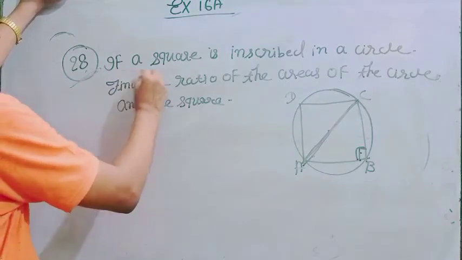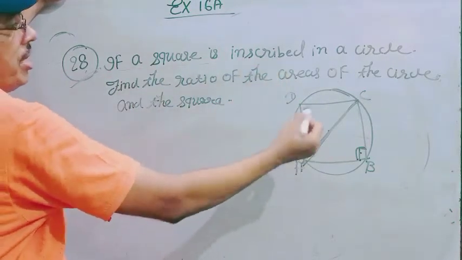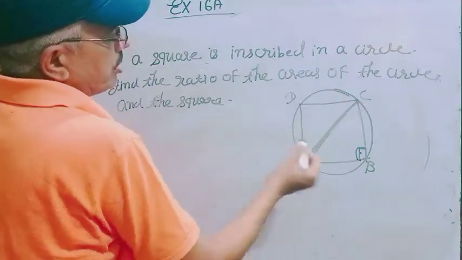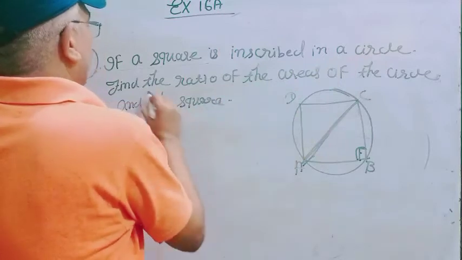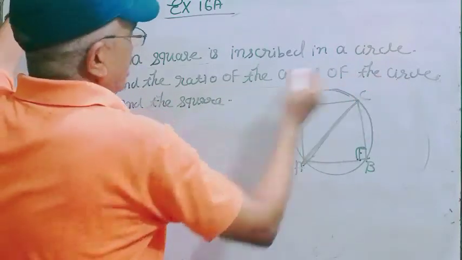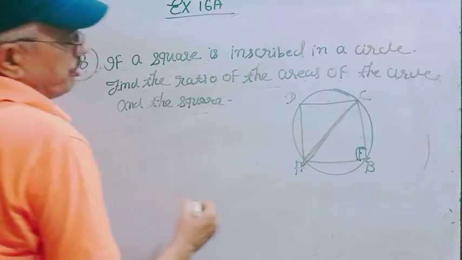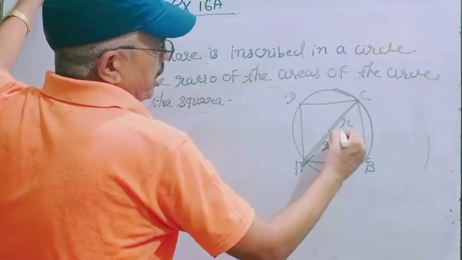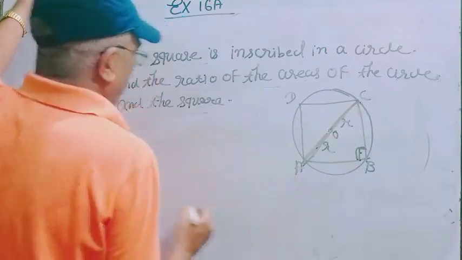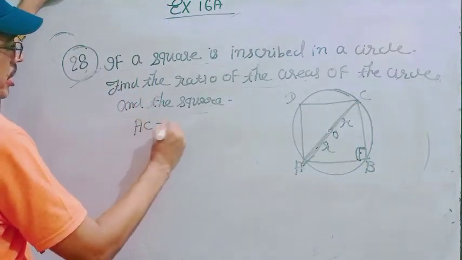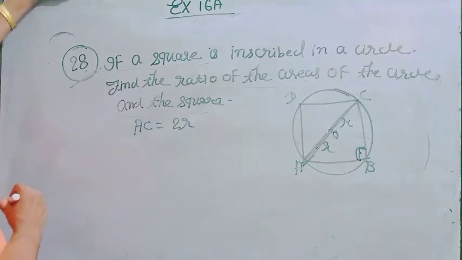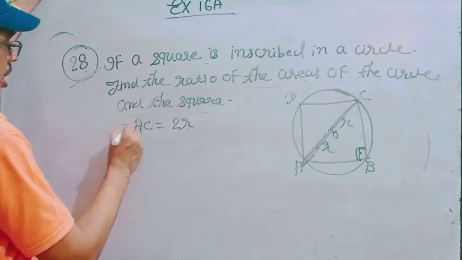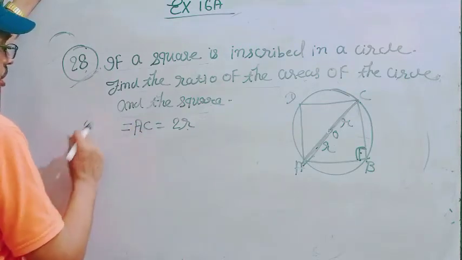So dear student, if a square is inscribed in a circle, then the diameter of the circle is equal to the diagonal of the square. So find the ratio of the areas of the circle and the square. First write, if the radius is r, then this is r, and there is r. So AC is equal to 2r. It is the diameter and also the diagonal. So the diagonal is equal to 2r.